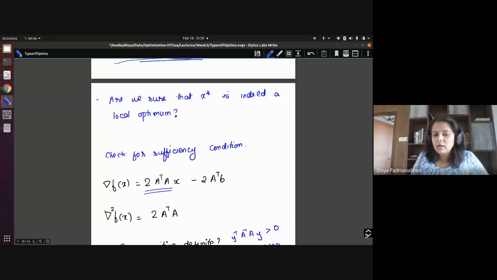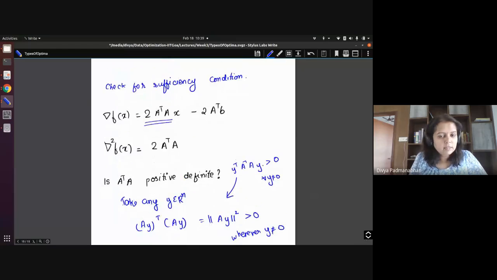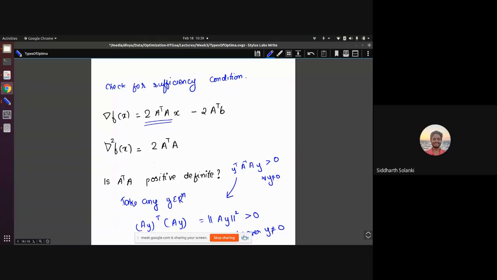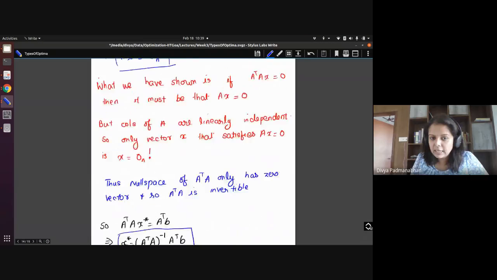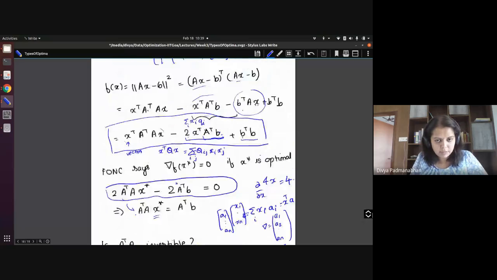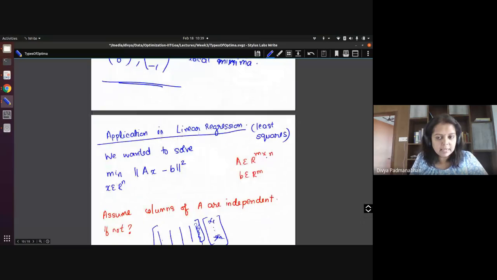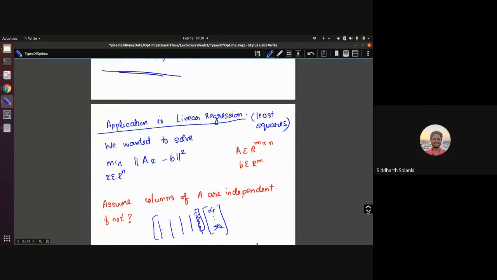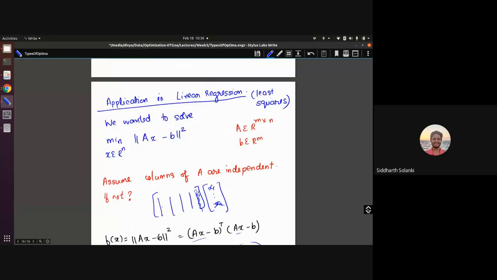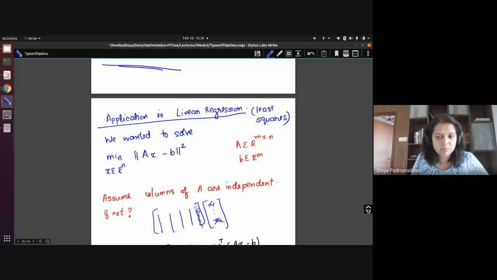Any questions on this? Ma'am, I couldn't recall. Was A having full rank? So A is not a square matrix. It's an m cross n matrix, but all the columns are independent. Oh, so that's why we are saying that Ay can never be zero. What if y is in the null space of A? Yeah, there is no null space here, right? Okay.